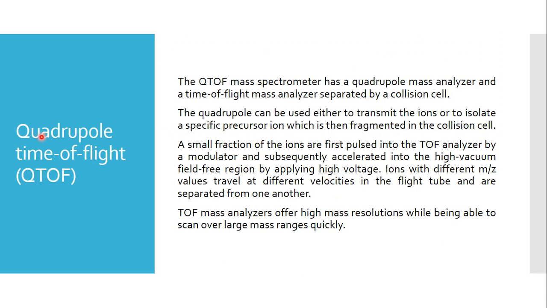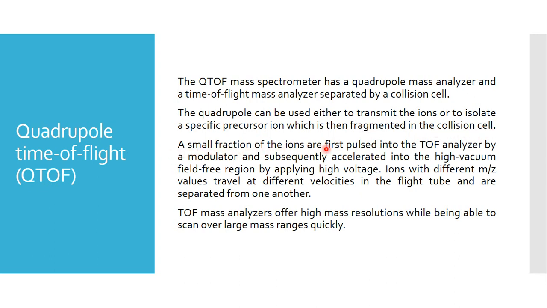Next is the quadrupole time of flight analyzer. It has a quadrupole analyzer and a time of flight analyzer separated by a collision cell. In the earlier one, two quadrupoles were separated by the collision cell, whereas here a quadrupole and a TOF analyzer are separated by a collision cell. The quadrupole can be used either to transmit the ions or to isolate a specific precursor ion, which is then fragmented in the collision cell.